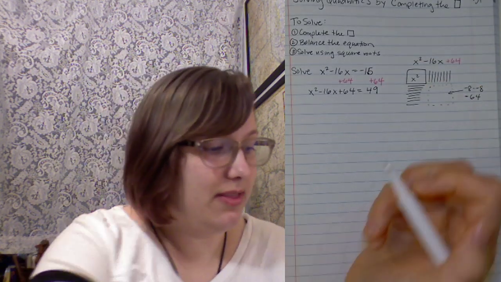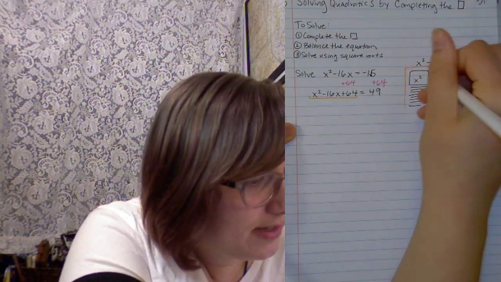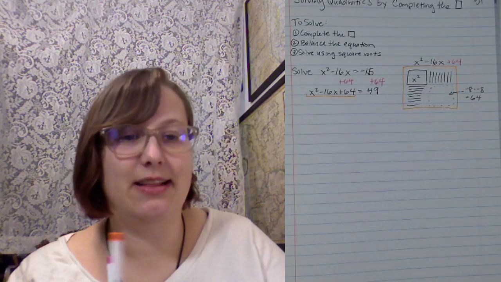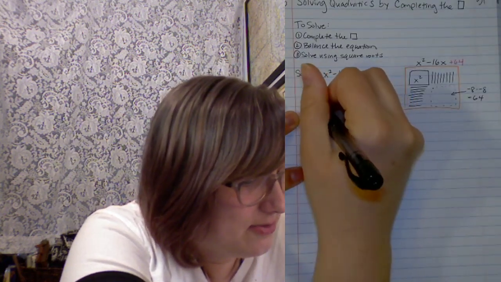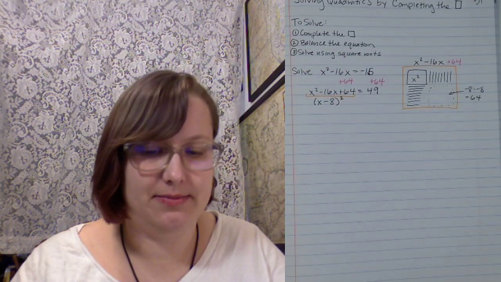So now this set right here is a perfect square. And I say perfect and then draw a rectangle. It's not a perfect square when I draw it, but it's okay. This is the square x minus 8 squared equals 49.